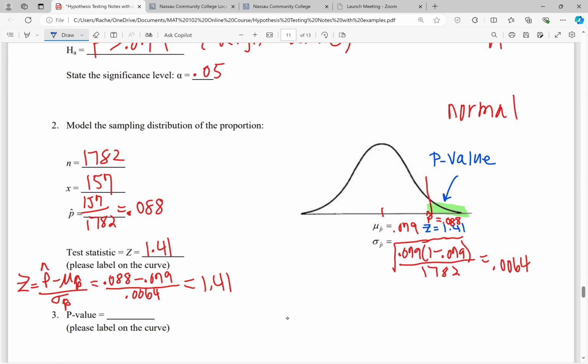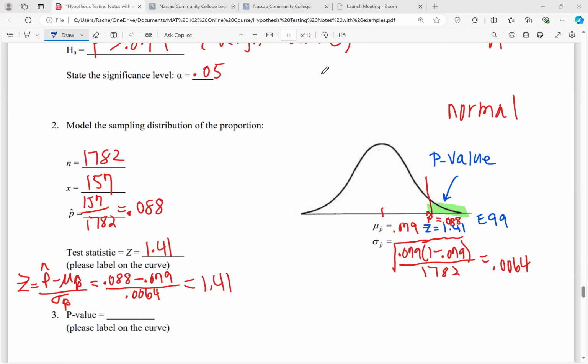If you said normal CDF, you're right. We started doing this back in chapter 7 with the normal distribution. The lower is going to be the z-score, 1.41. The upper, since we're shading to the right, is going to be E99. But remember, you need the mean and the standard deviation. If you use the z-score, the mean is 0 and the standard deviation is 1. You could use the raw score of 0.088, but then you have to use the mean and standard deviation of this distribution. I'm just going to use the z-score.